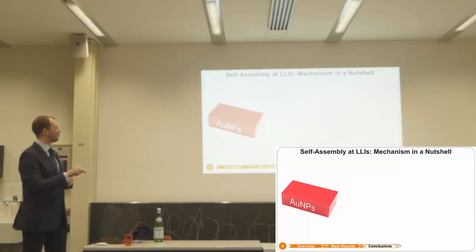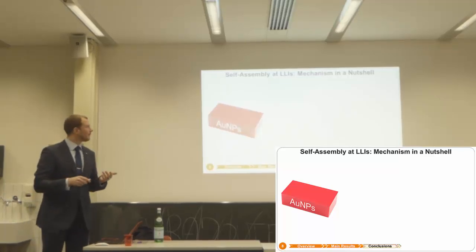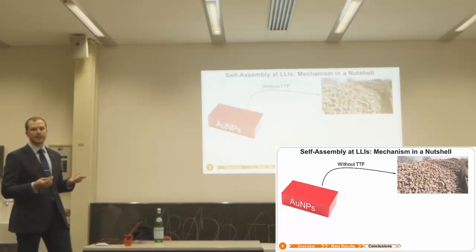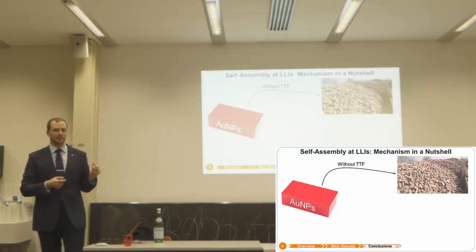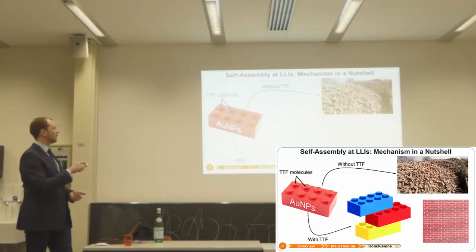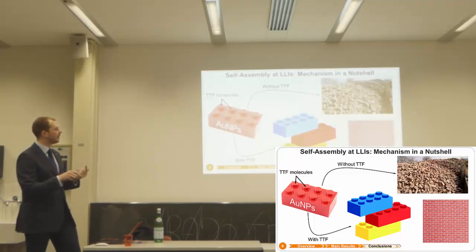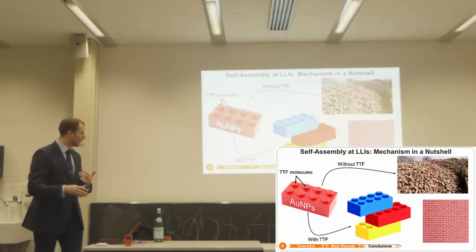So if you imagine one nanoparticle as a brick, if we try to assemble them without any, let's say, cement or any glue, we will finish with something like that. In reality, it looks like a black precipitate at the bottom of the glass. But if we add some glue, some sticky part that can work in a leg-of-brick manner, we create a kind of wall made of bricks.